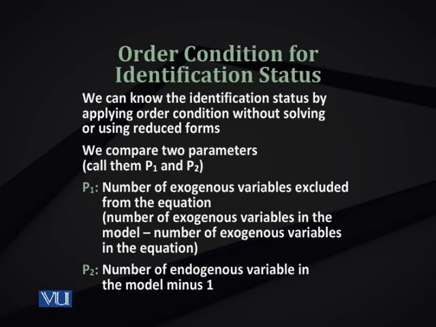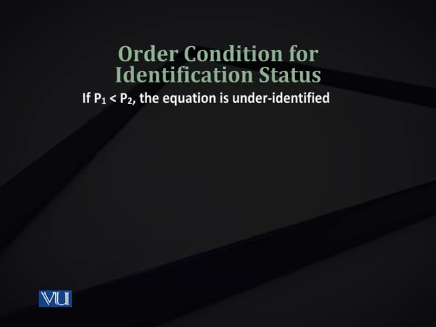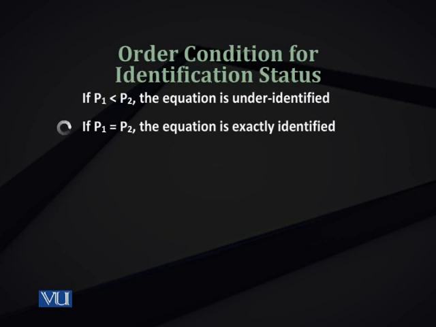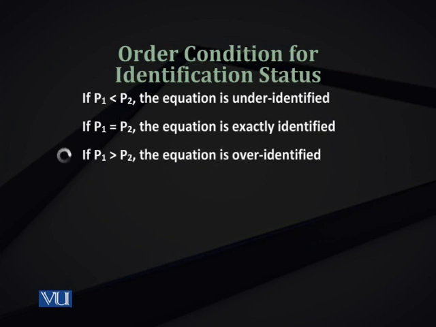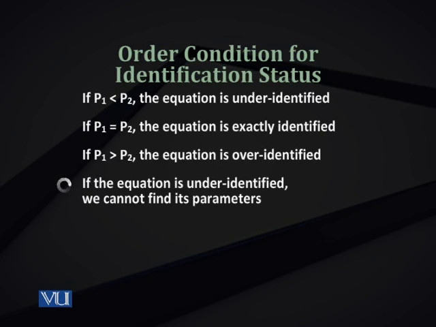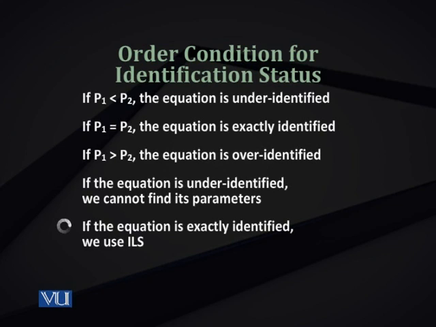Let's take some examples. Before taking examples, let me repeat the criterion on which we'll base our conclusion. If P1 is less than P2, the equation is unidentified. If P1 is equal to P2, the equation is exactly identified. If P1 is greater than P2, the equation is over-identified. Let me remind you that if the equation is unidentified, you cannot get the parameters. If the equation is exactly identified, we'll use a technique called indirect least square or ILS.